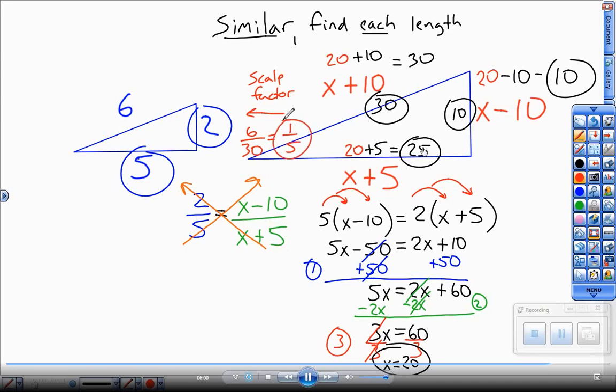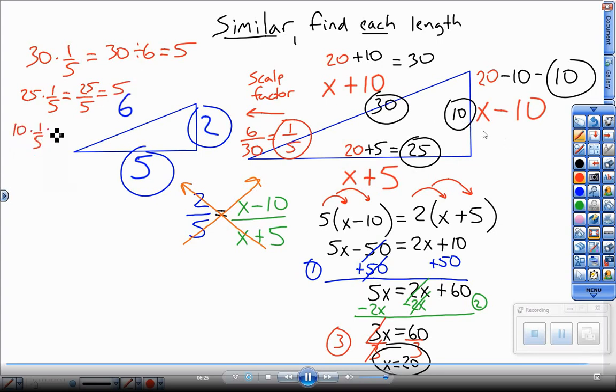When I'm timesing down this way, 30 times 1/5 is 30 divided by 5, which is 6. 25 times 1/5 is the same as 25 over 5, or 25 divided by 5, is 5. 10 times 1/5 is 10 over 5, or 10 divided by 5, or 2. So know that, please. Timesing by a fraction is the same as dividing.